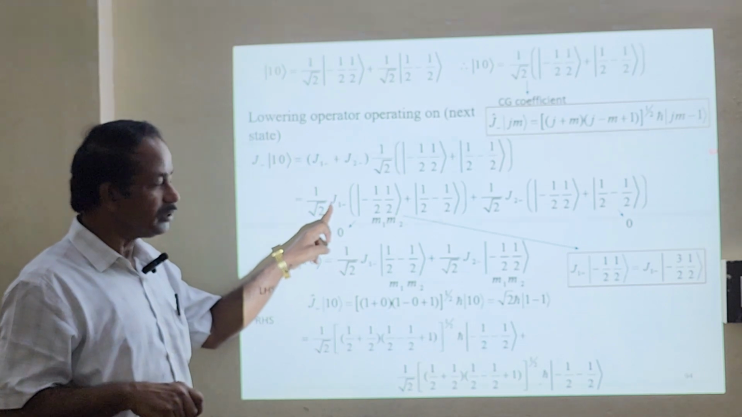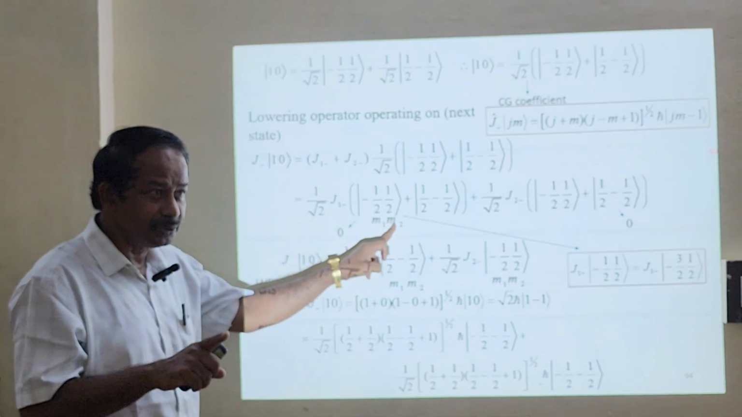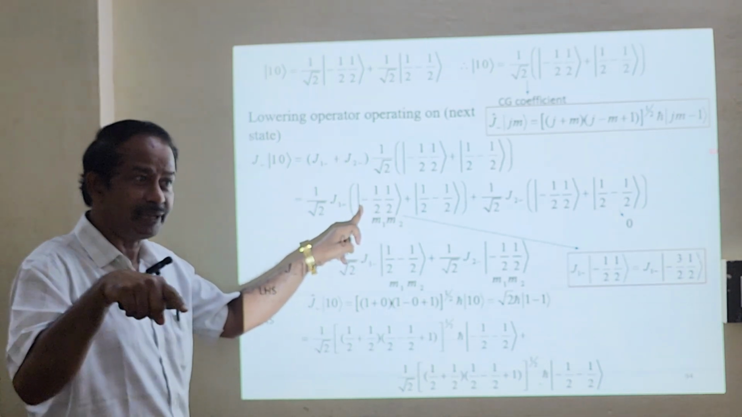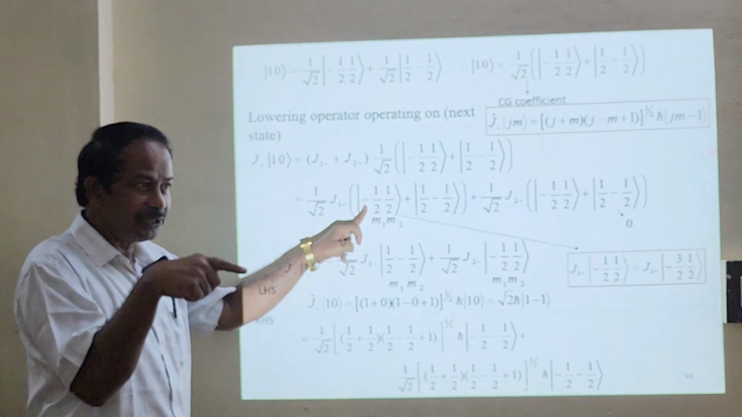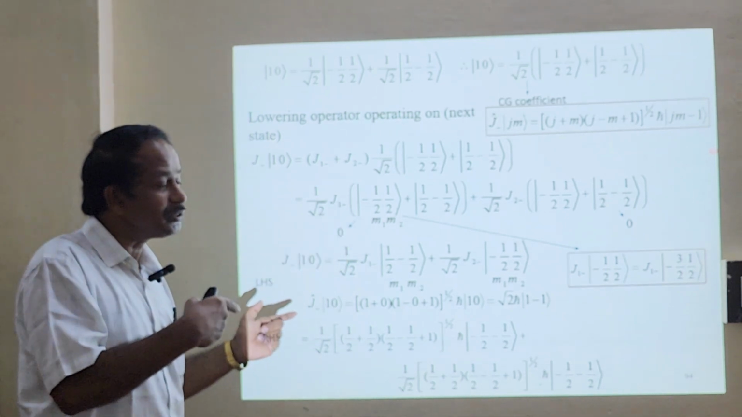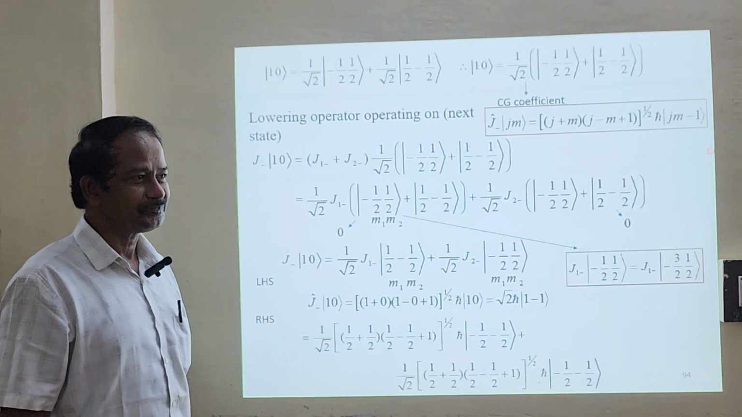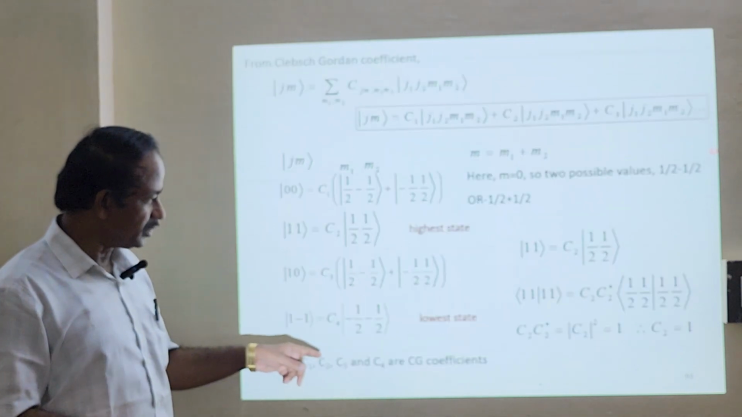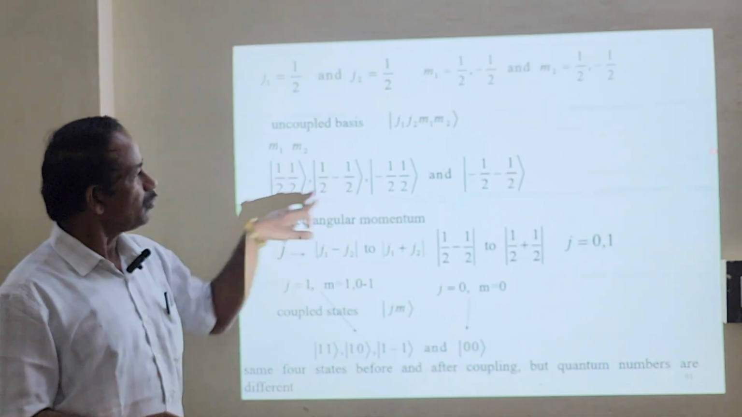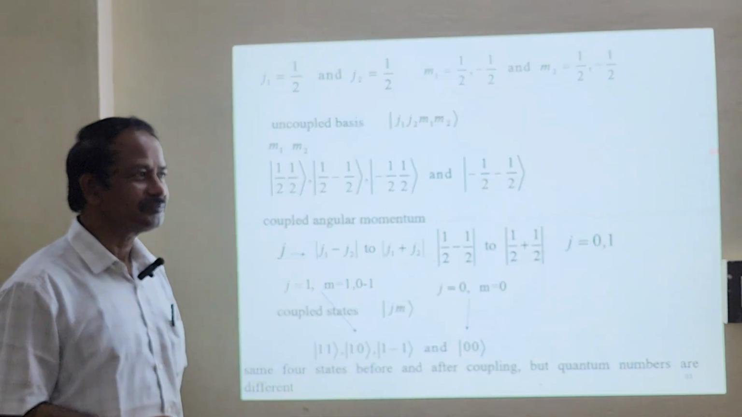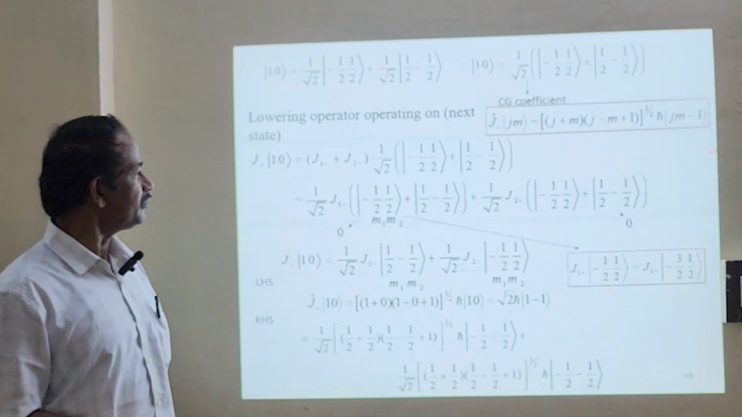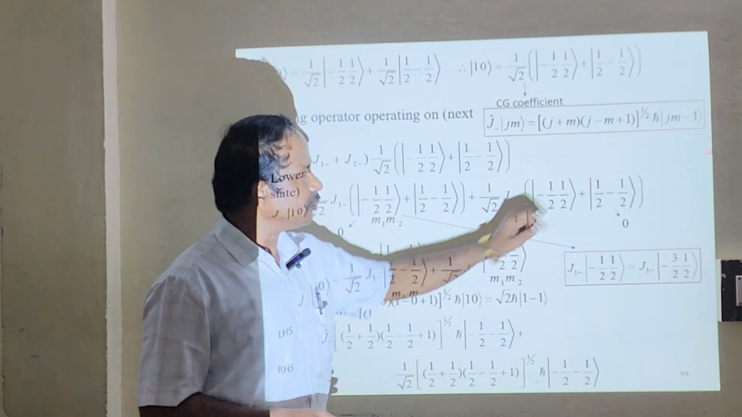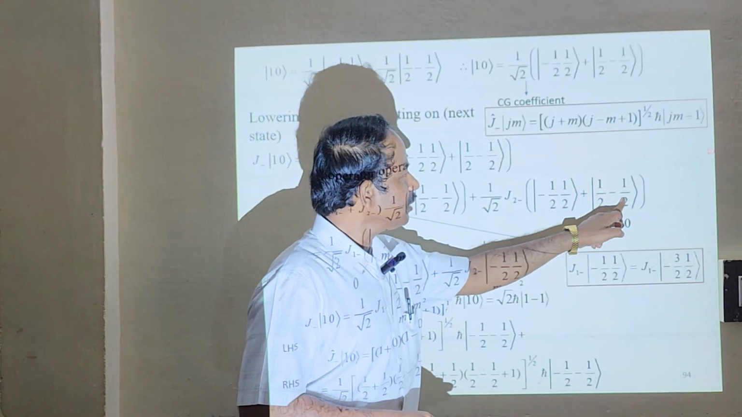I repeat. See, J1 will act only on m1, not on m2. So if it acts on minus 1/2, the answer will be m1 minus 1. Already minus 1/2 is there, so minus 1/2 minus 1 is minus 3/2. The minus 3/2 state is not here, so the answer is 0. Look at the combinations, 4 combinations. We don't have any 3/2 here. So the answer will be 0 here. Is it okay? Now similarly, J2 acts on 1/2. Similarly, J2 acts on minus 1/2.